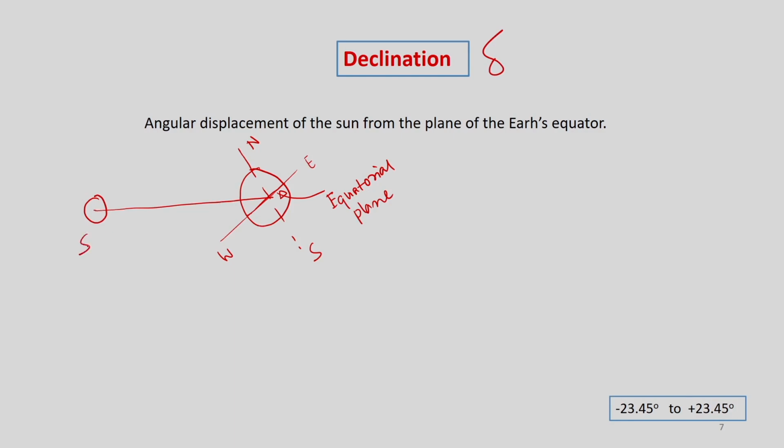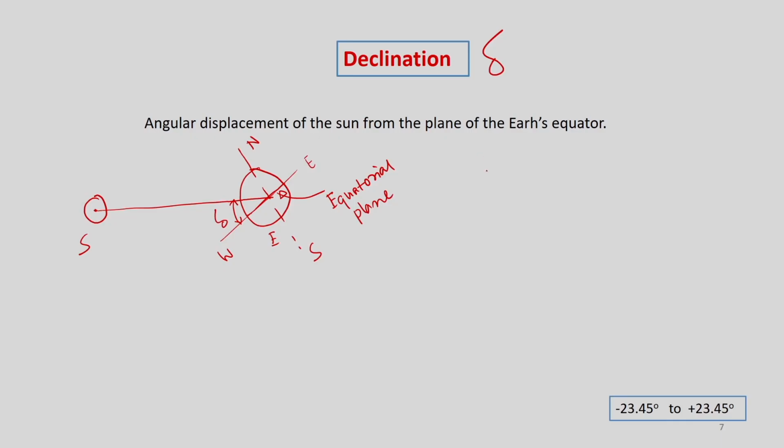This is the sun, this is the earth. We connect the center of the sun and the center of the earth, and this line is projected on the equatorial plane. This angle is delta. When we connect the center of the sun and the center of the earth, and that line is projected on the equatorial plane, that angle is known as delta, or declination. Declination is very important, and how it varies we will discuss now.